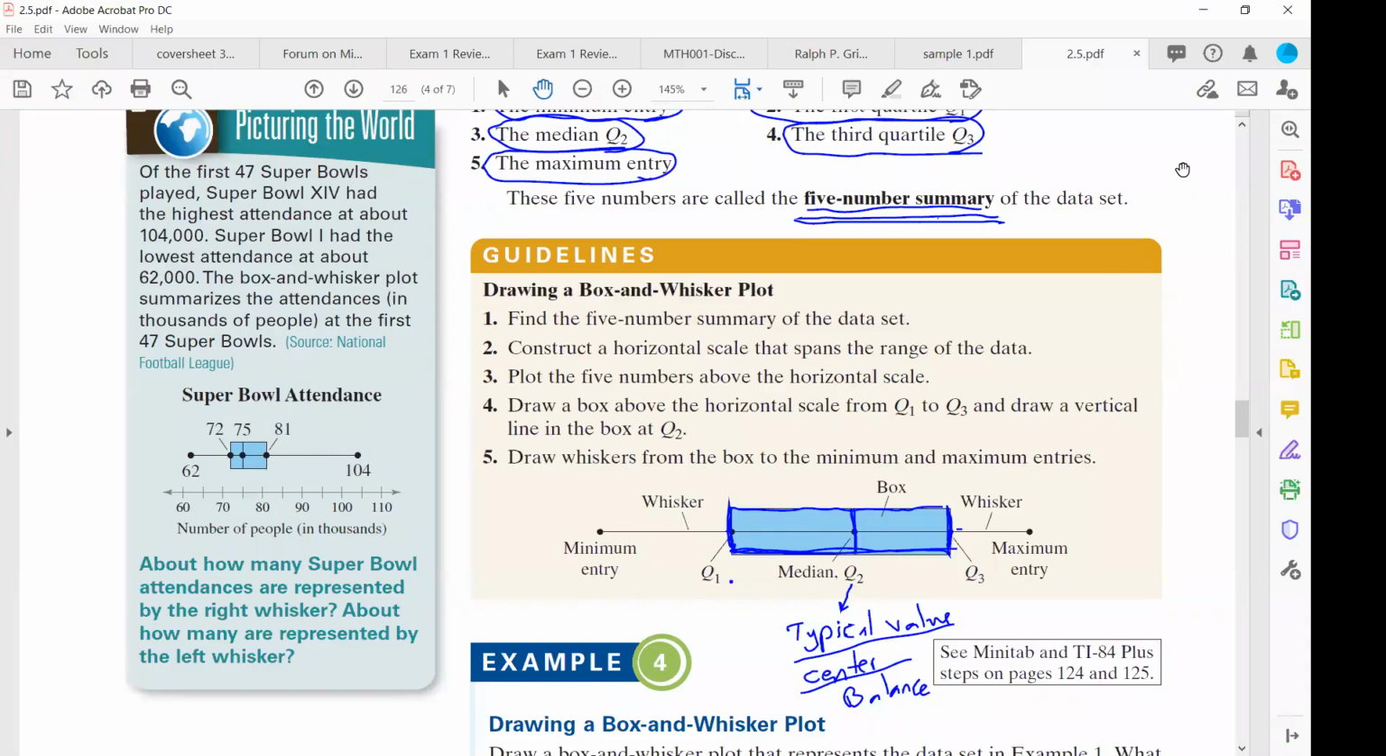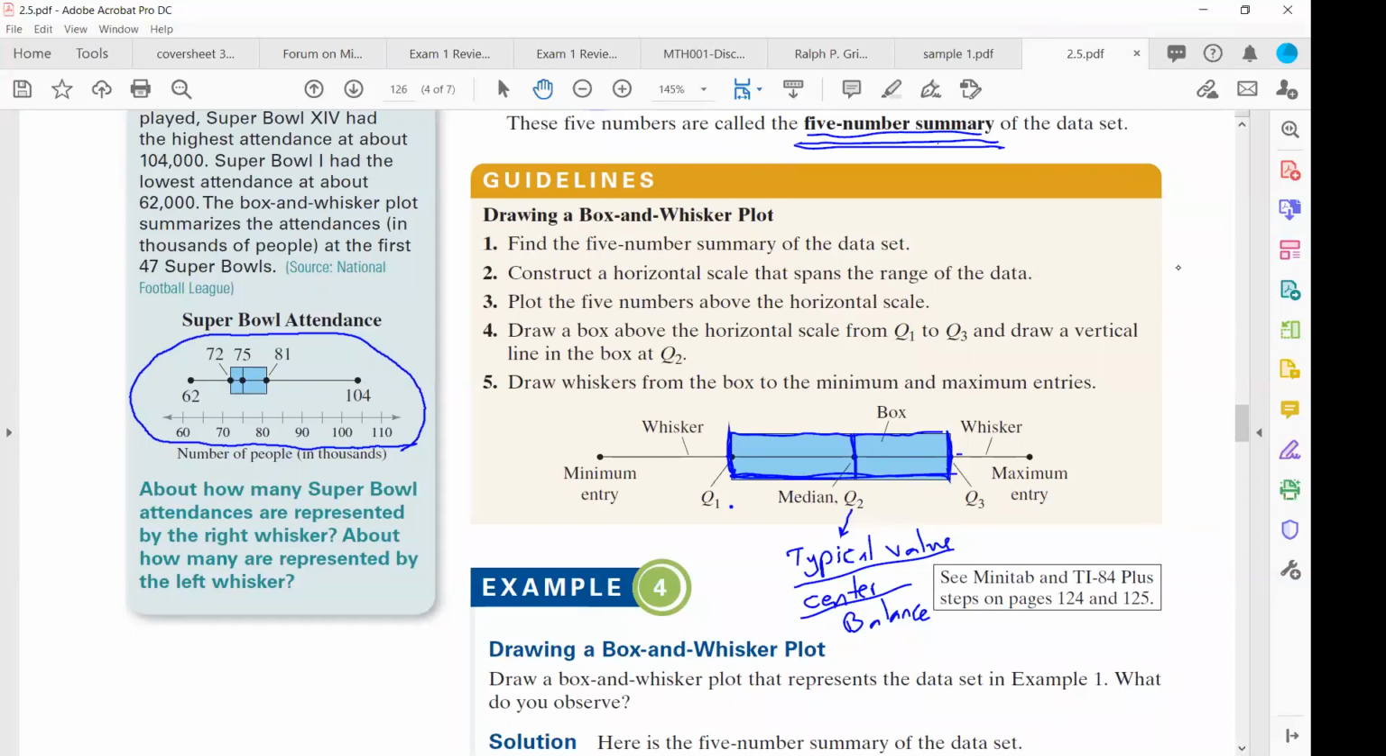Guys, take a look at this Super Bowl attendance on the left-hand side. We have a box and whisker plot. As you can see, here you have 62 as the minimum value, 104 as the maximum value. The center or the balancing point, or the median, is 75. So if you want to graph this, the graph of the data is going to be like this. It's highly skewed to the right-hand side.